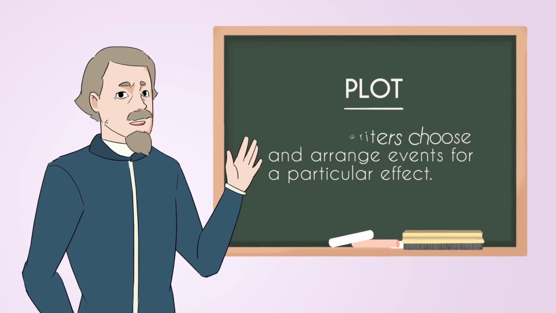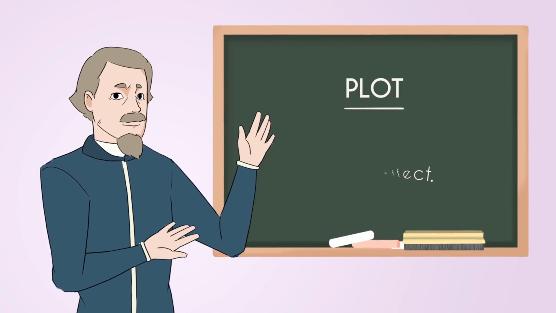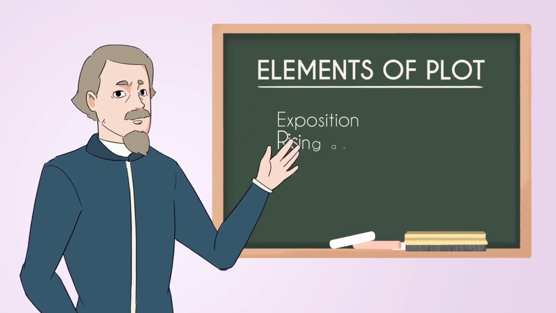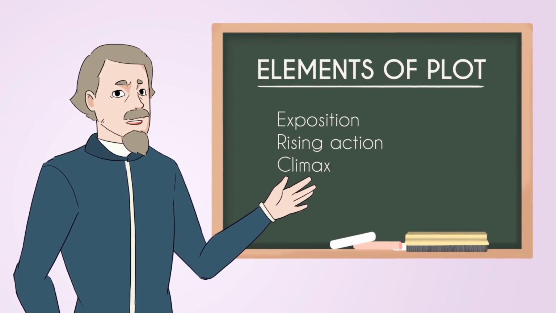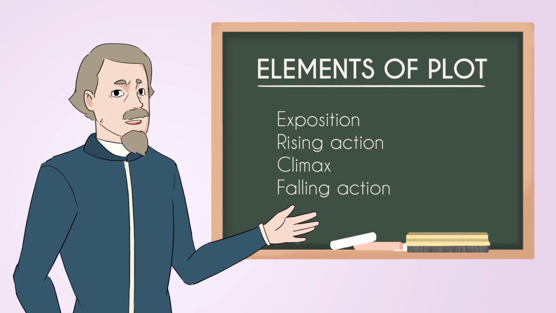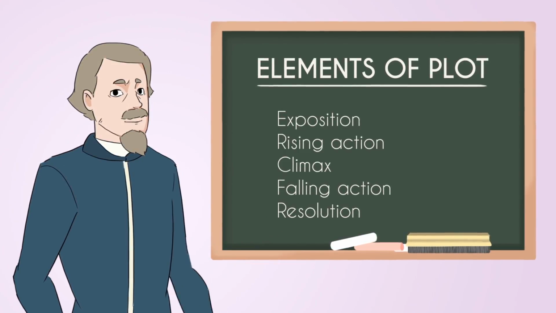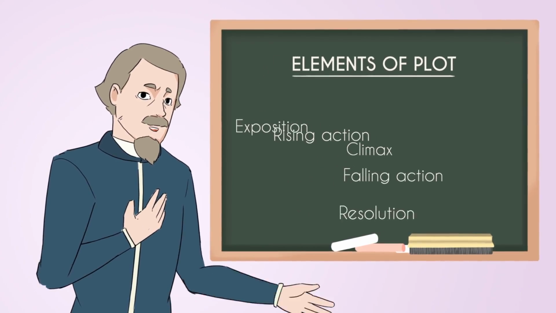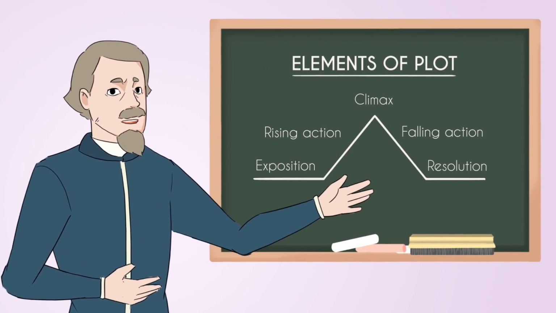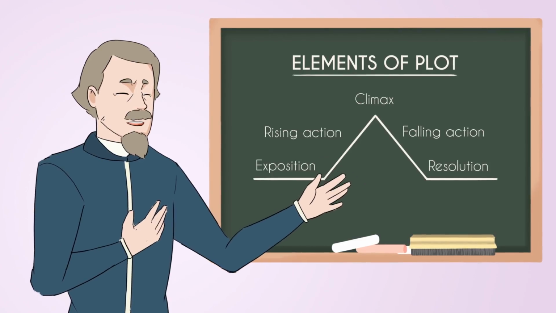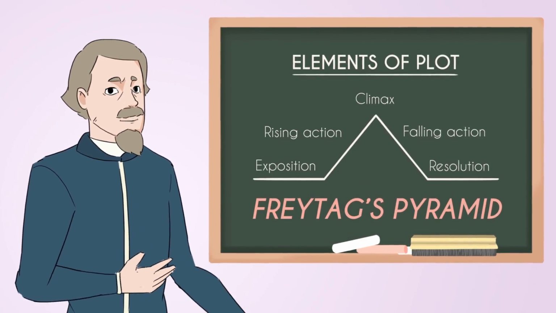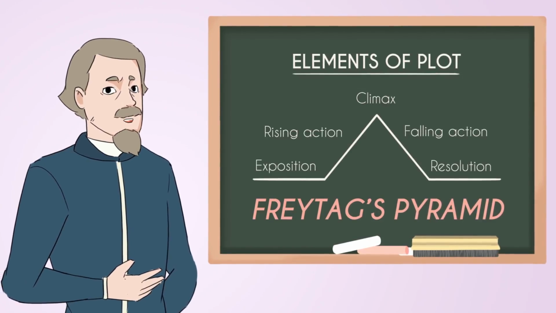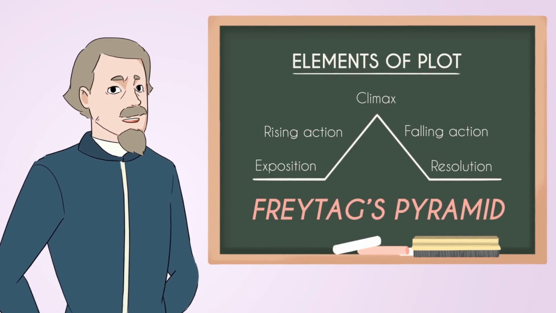In order to understand plot, we first need to be familiar with the elements of plot: the exposition, rising action, the climax, falling action, and the resolution. These elements are related to one another, and I came up with a way to represent them as a basic plot structure. This is now known as Freytag's Pyramid. Let's see what these elements of plot are through a familiar short story.